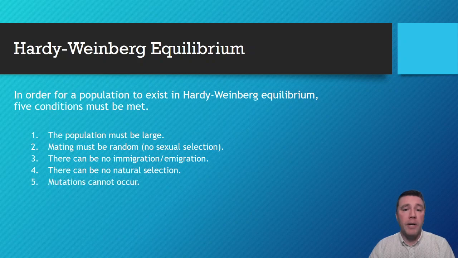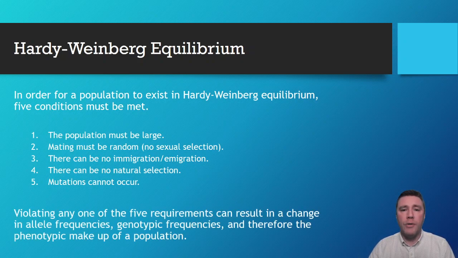And finally, there can be no mutations. A mutation is a random permanent change to an organism's DNA. Mutations are also the singular source of novel alleles in a gene pool, and the gene pool is therefore modified if mutated alleles appear. If any one of those 5 requirements is violated, then allele frequencies can change. A change in the gene pool of a population results in shifts in genotypic frequencies and ultimately the phenotypic makeup and variations and their proportions present in a population.